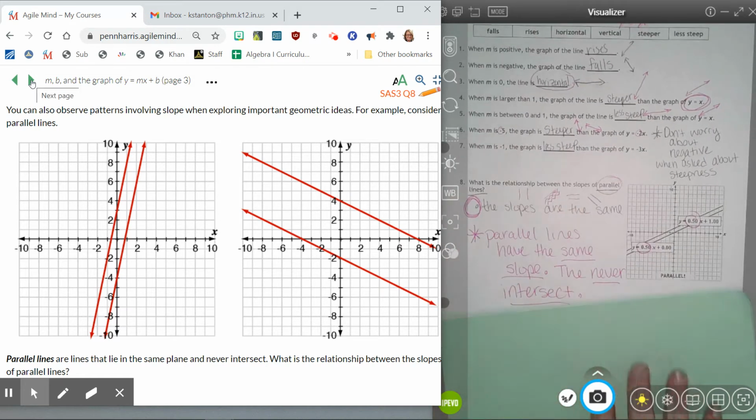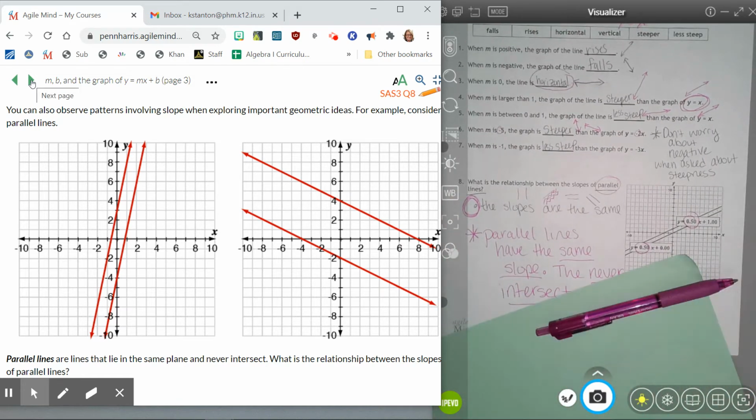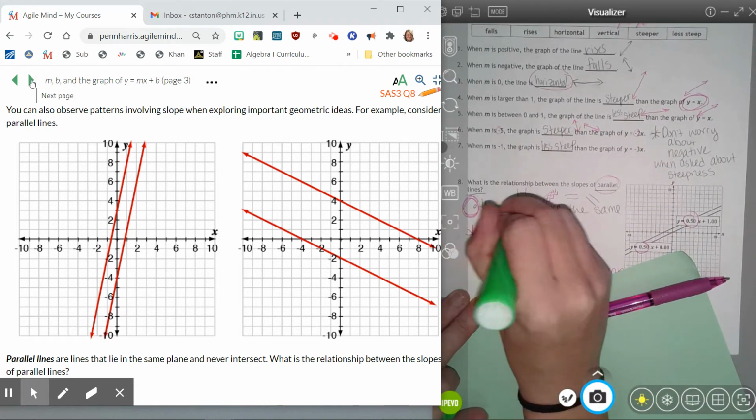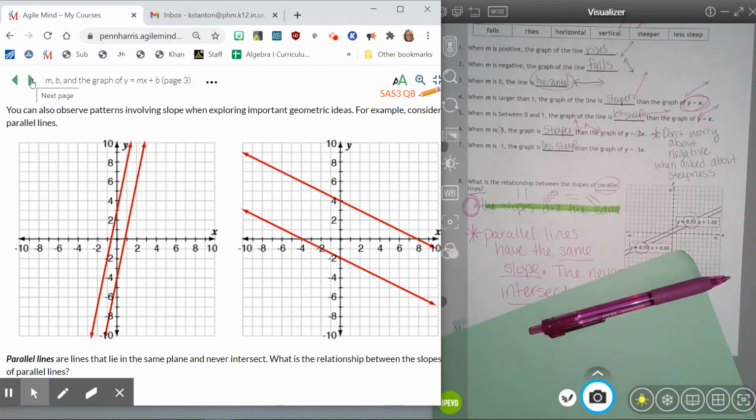Okay. Highlight this if you need to, guys. Parallel lines are lines that never cross. They rise and fall at the same rate. Their slopes are the same.